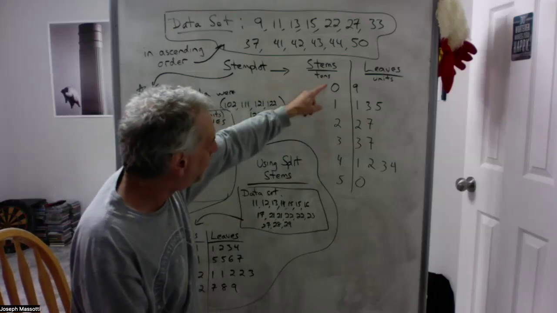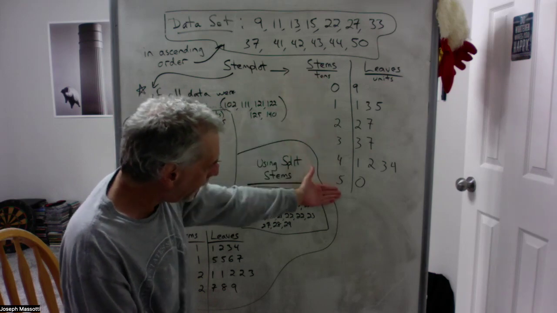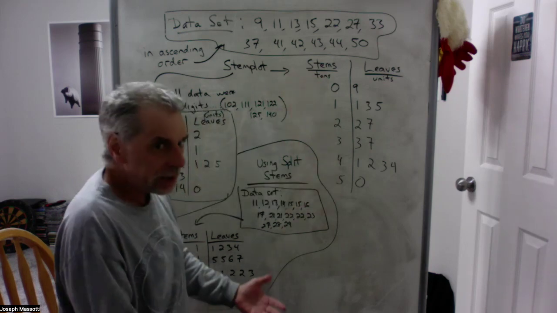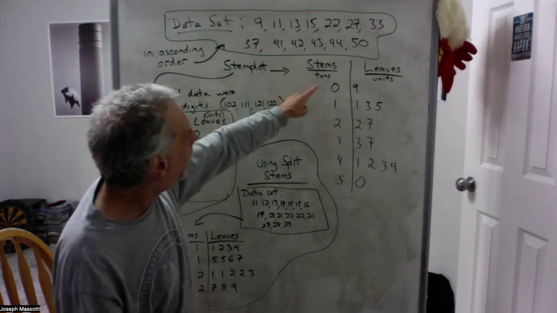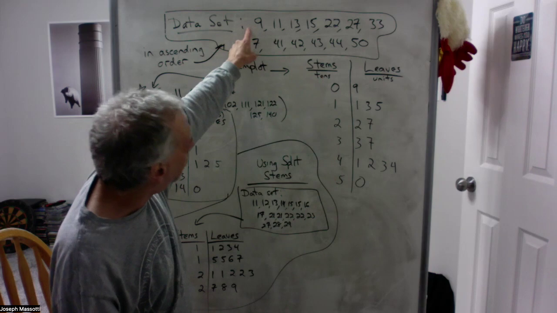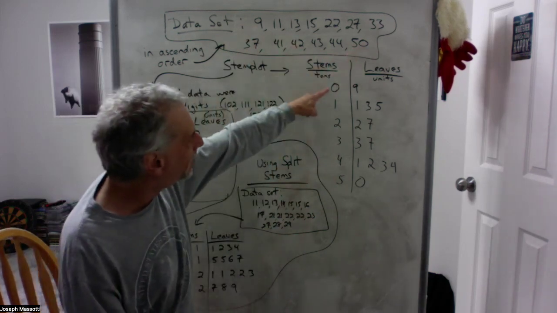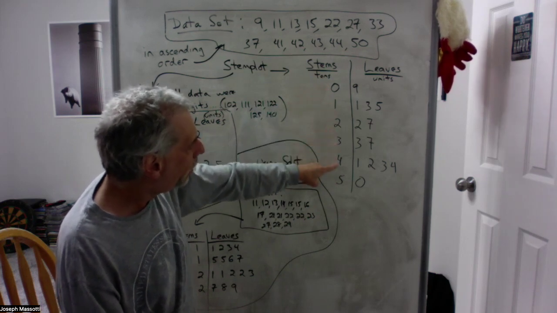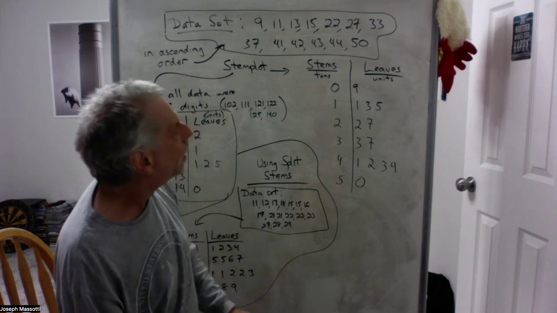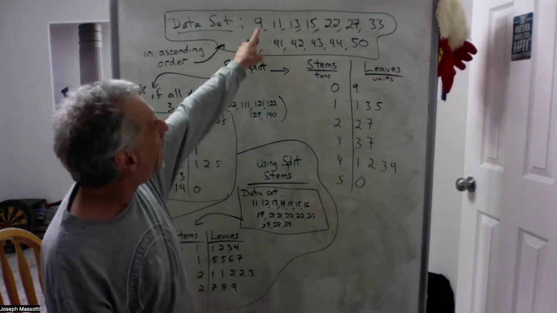You can either put these stems in ascending or descending order. It doesn't really matter. Just put them in some order. So we have values ranging from 9 to 50. So our stems consist of 0, 10s, 20s, 30s, 40s, and 50s. Each leaf represents one of the data points.